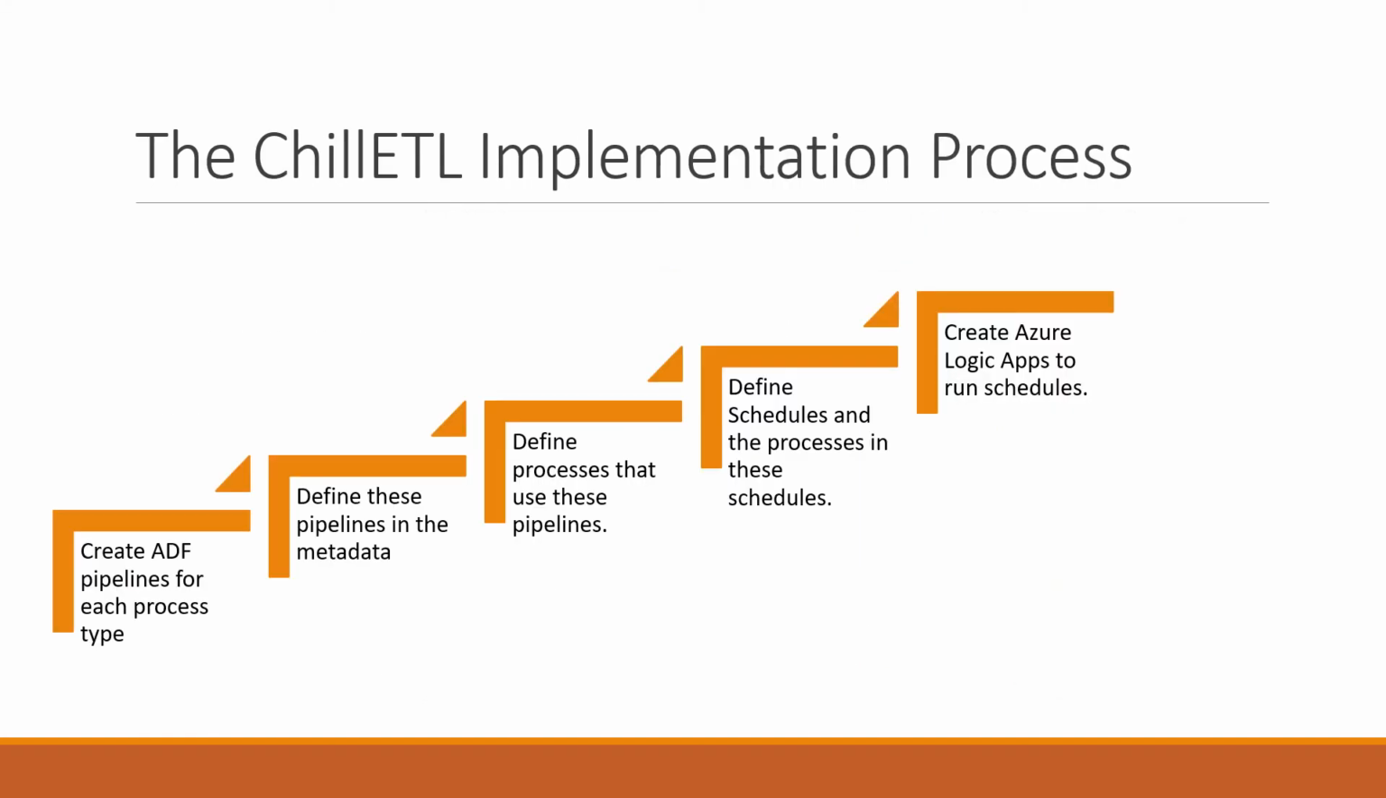So what's the implementation process look like? Once you install ChillETL, you clearly would have an empty metadata database. The first thing is in the worker to create pipelines for each process type. So again, one pipeline for each data source, regardless of how many objects you're pulling from that data source. This is what you do in the worker. Again, we provide a lot of templates that can save you some time in this development. Then after you create these pipelines, you define those pipelines in the metadata. Use the Excel add-in to do that.